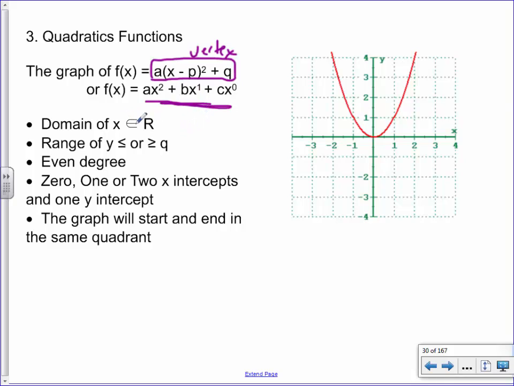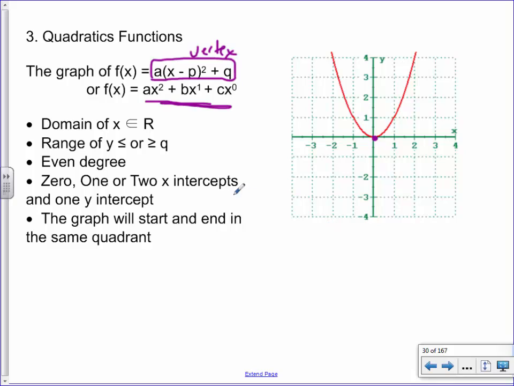Okay. The domain, well, again, it's anything. Here, the range is either less than or greater than a certain number. If you know how this vertex form works, Q is like this point right here. On the one you guys just did, it was 9, I think, right? 9 is as high as the graph got. So it's either greater than or less than 9. You just got to figure out which sign to use.